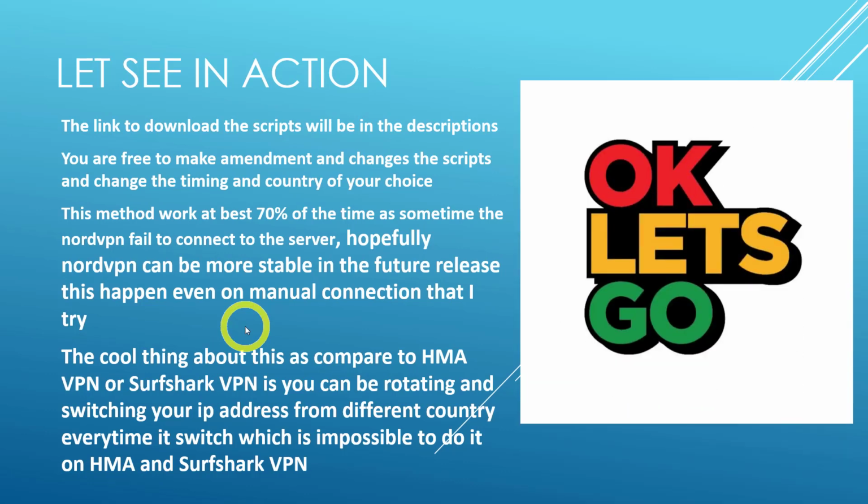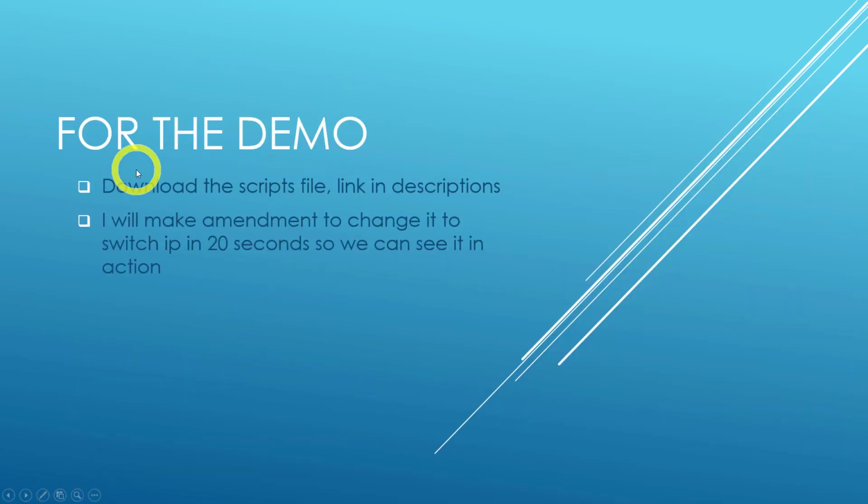Okay, so with that, let's go. So for this demo, I'll download the script file. Link will be in the description. And then I will make the amendment to change it to switch IP in 20 seconds so that we can see it in action.